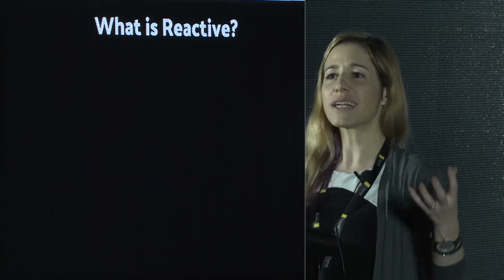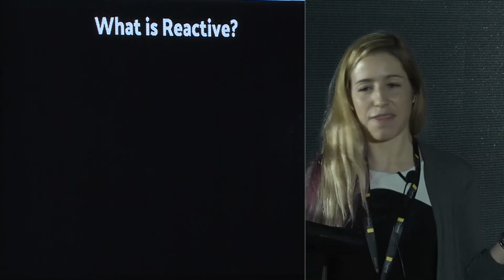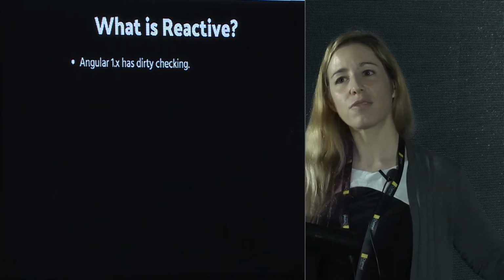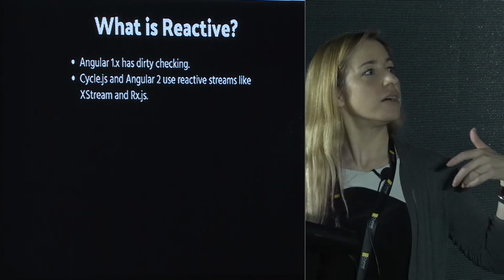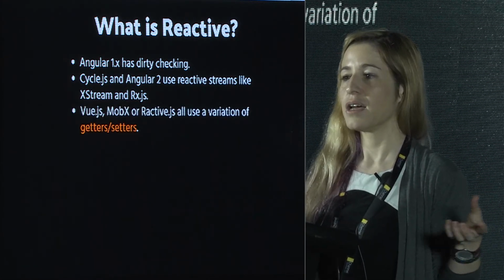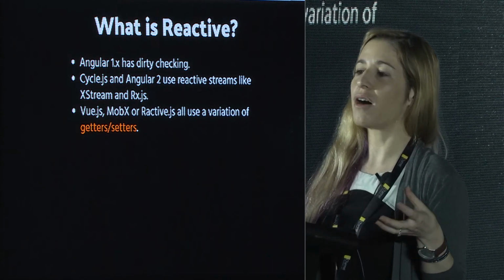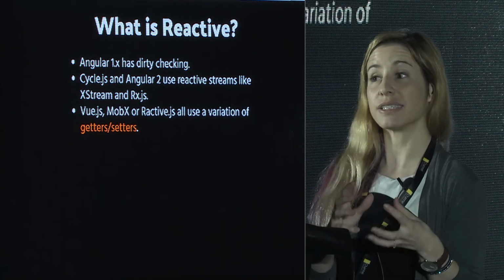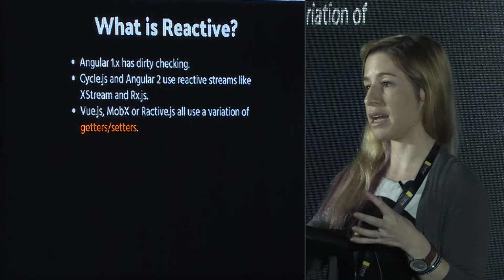So what is reactive in terms of frameworks? I just said that they're not all the same, right? Angular 1 has dirty checking. Cycle and Angular 2 use reactive streams like Xstream and RxJS. Vuex, MobX, and Vue all use a variation of getters and setters. So we'll talk about getters and setters today.